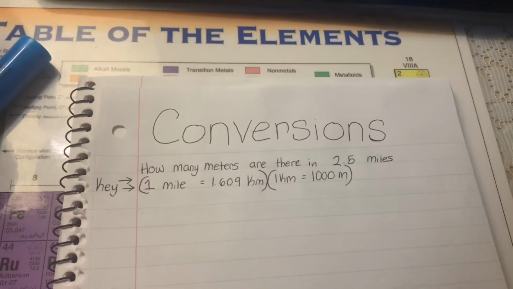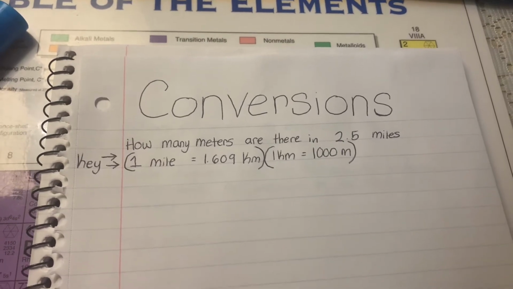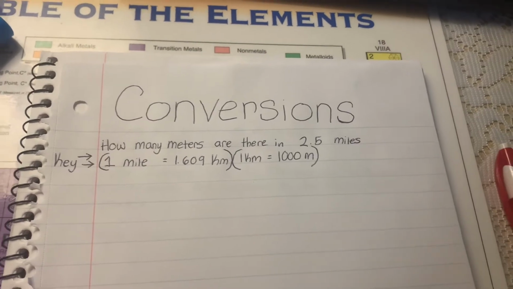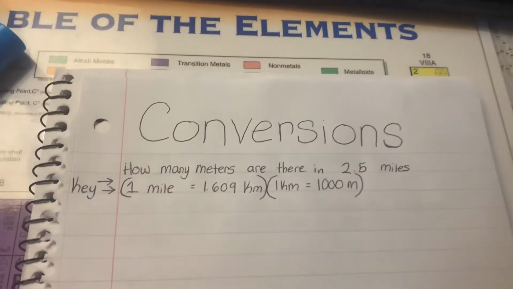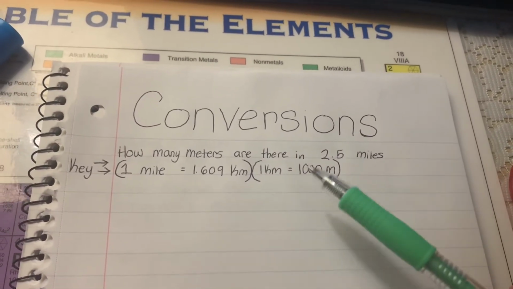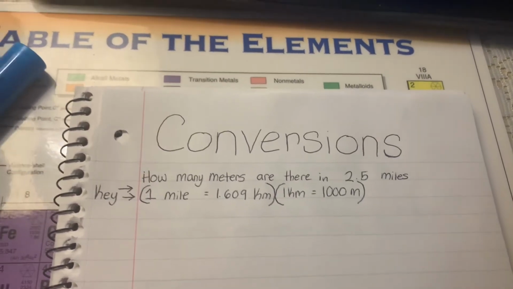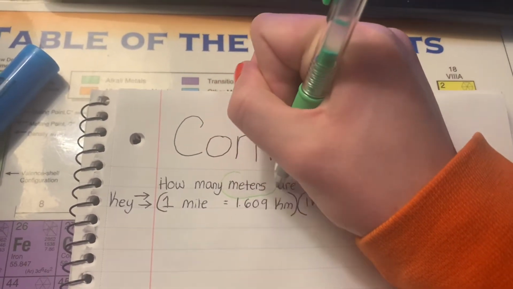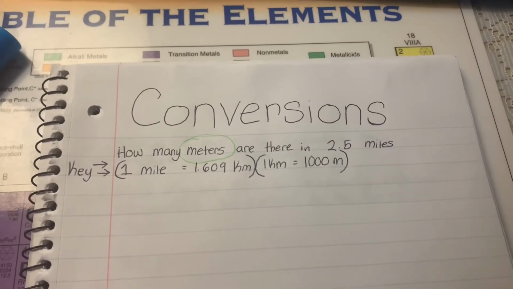So the first thing you want to do is pick apart exactly what the question is asking. This question is saying, how many meters are there in 2.5 miles? So of course, miles and meters are not the same thing, which means we need to figure out this measurement in this measurement. So the first thing you may want to do is to circle meters, okay? Because that is what we're figuring out here, the meters.